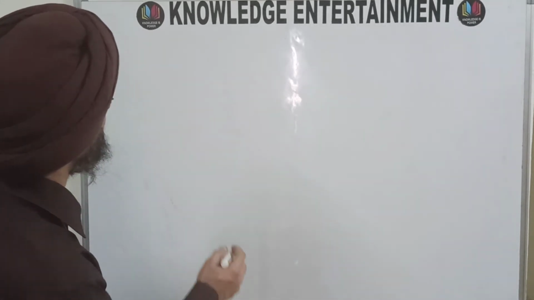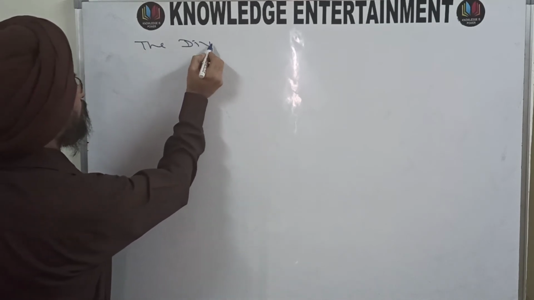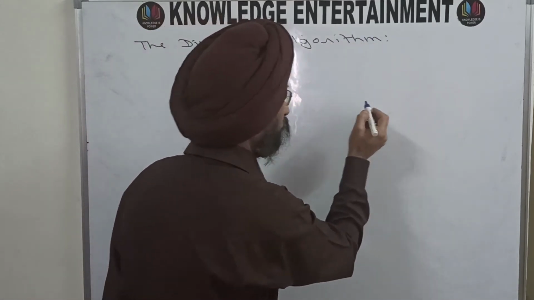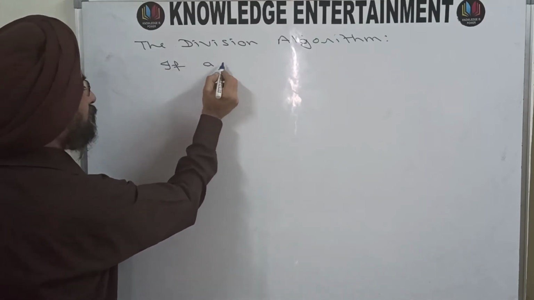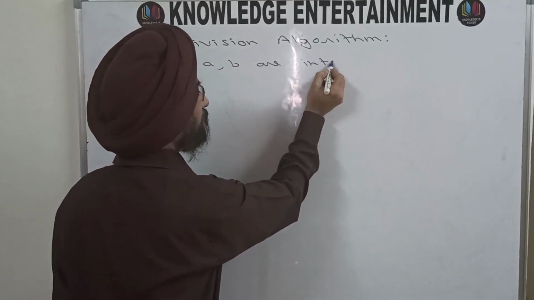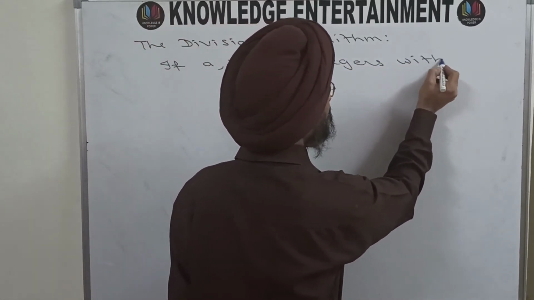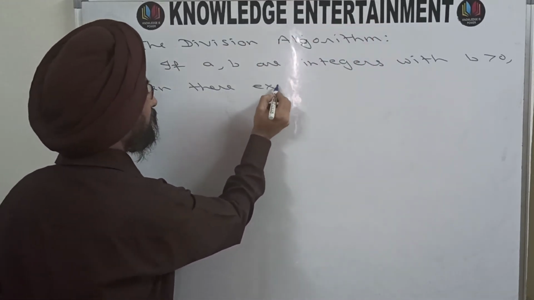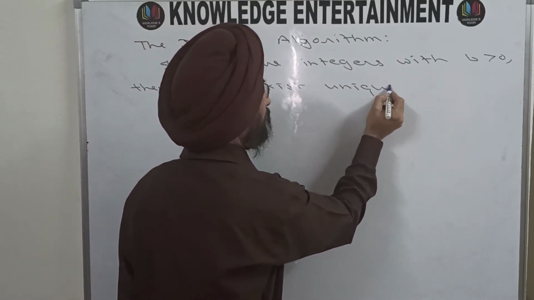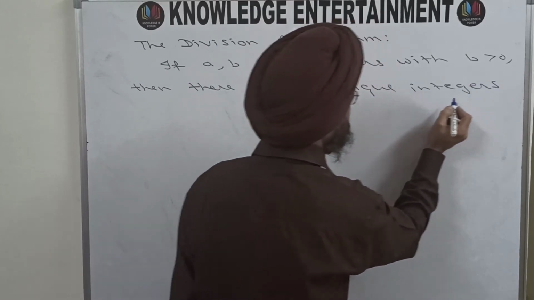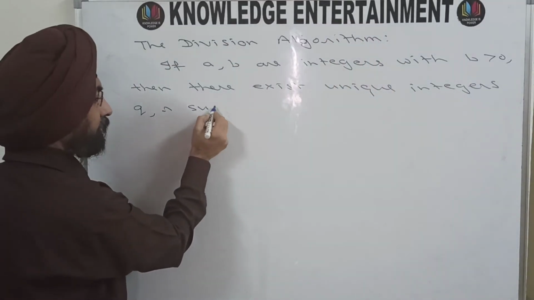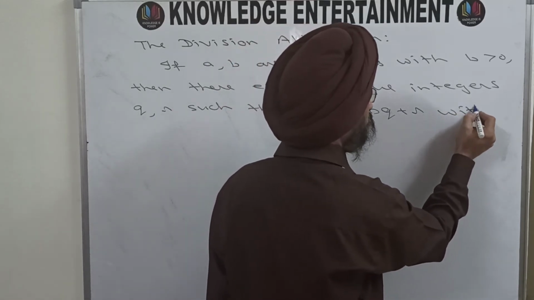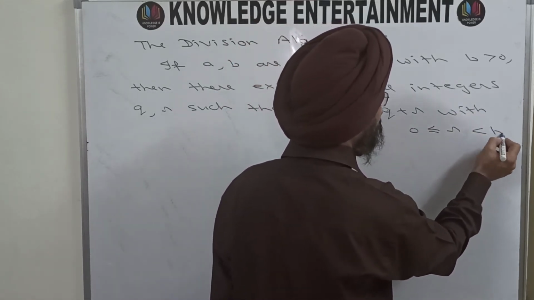So we'll prove this. This is the division algorithm. So we are going to prove it. If A, B are integers with B greater than 0, then there exist unique integers Q and R such that A is equal to BQ plus R with R greater than or equal to 0 but strictly less than B.